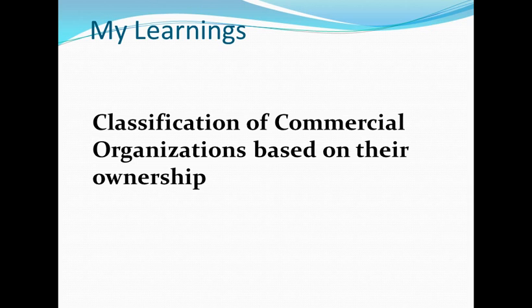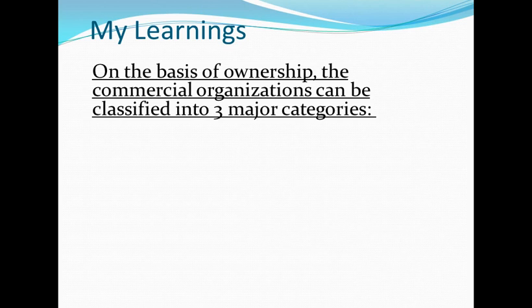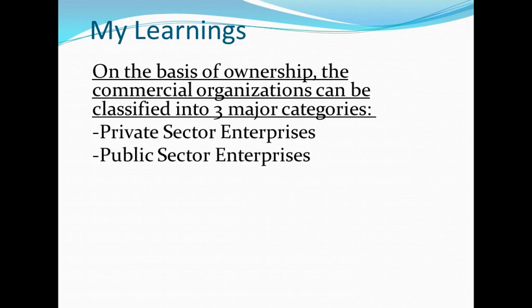Classification of commercial organizations based on their ownership. On the basis of ownership, commercial organizations can be classified into three major categories. First is private sector enterprises. Second is public sector enterprises. And third is joint sector enterprises.